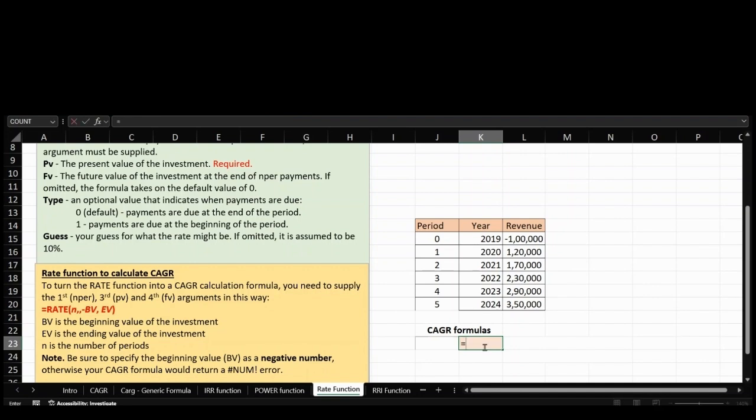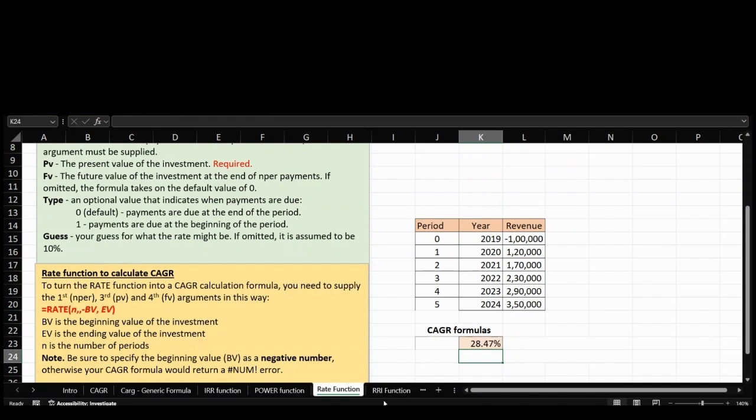Is equal to rate, inside the bracket we have to write N. What is N here? 5. Next we are omitting PMT, so we'll just leave it blank. Next is minus BV, the beginning value. Next comma, end value, and then close the bracket. So we got 28.47. So this is one more way of calculating a CAGR.